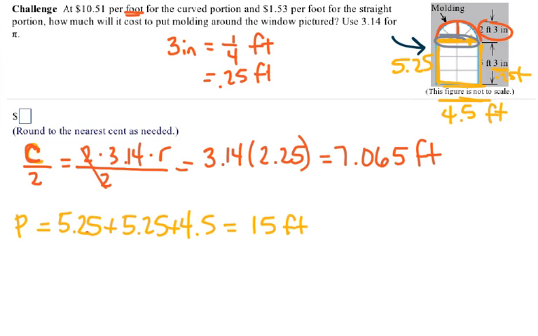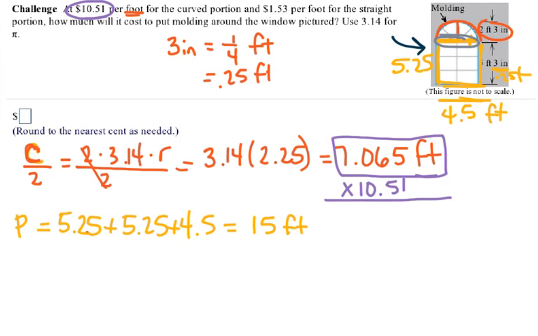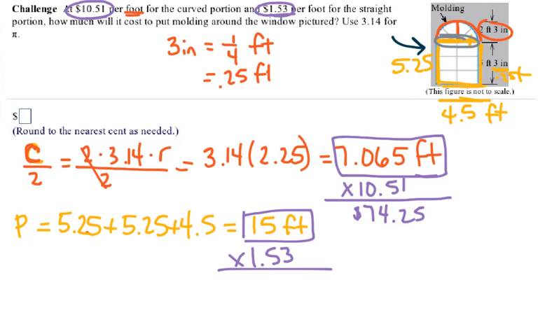Now I use the cost. So it costs $10.51 per foot for the curved portion, which is this one here. So I need to multiply that by $10.51. And when I do that, I get $74.25. The straight portion costs $1.53 per foot, so you take the straight portion here and multiply it by $1.53, and we get $22.95.